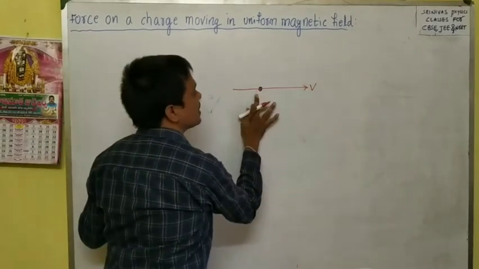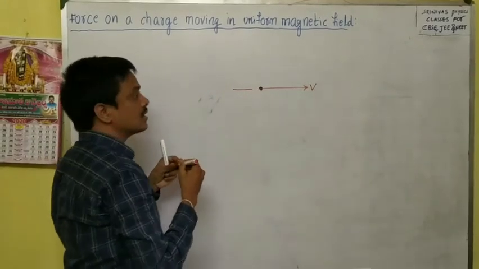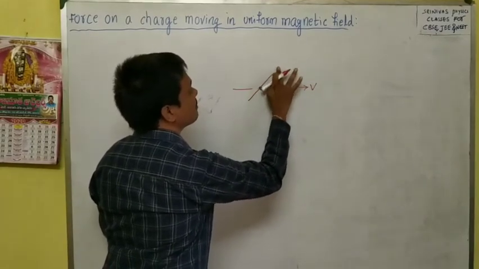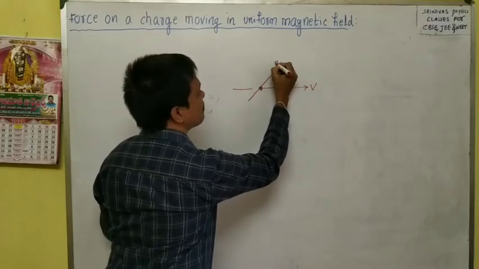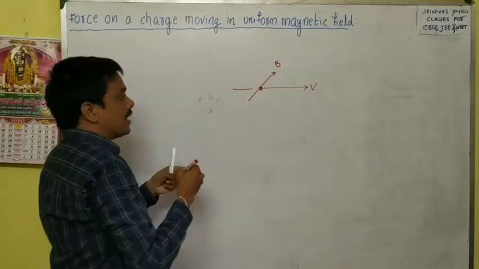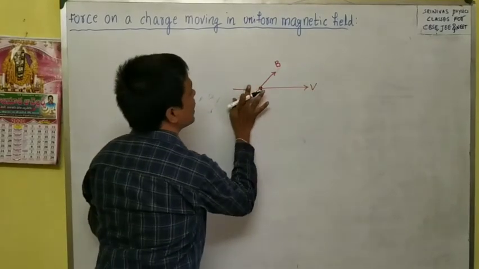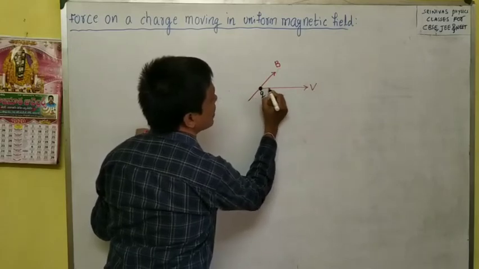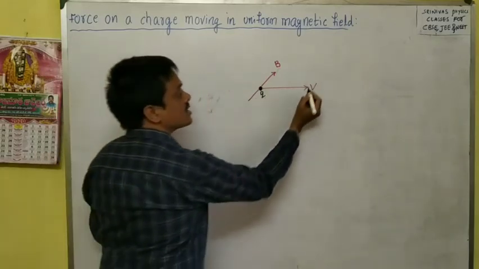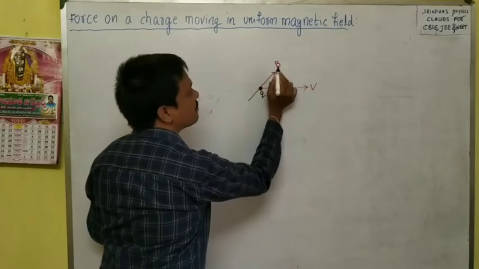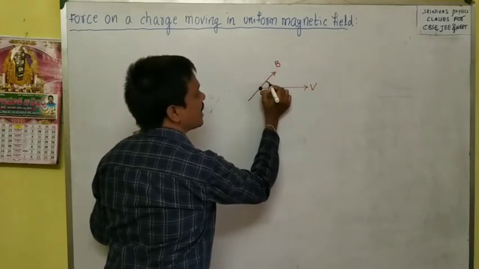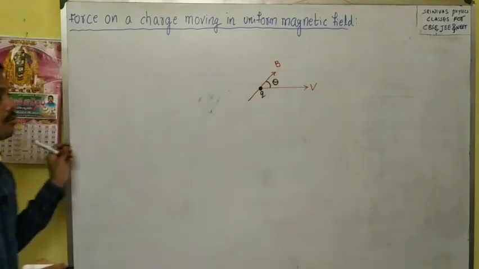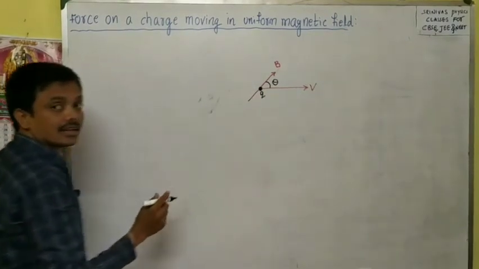Now we are applying a magnetic field to this charge. For example, the magnetic field is like this. This is the direction of the magnetic field. The charge q moves along this direction with velocity v, and the magnetic field B is applied along this direction. The angle between B and v is considered as theta. Then at that moment some force will act on the charge.